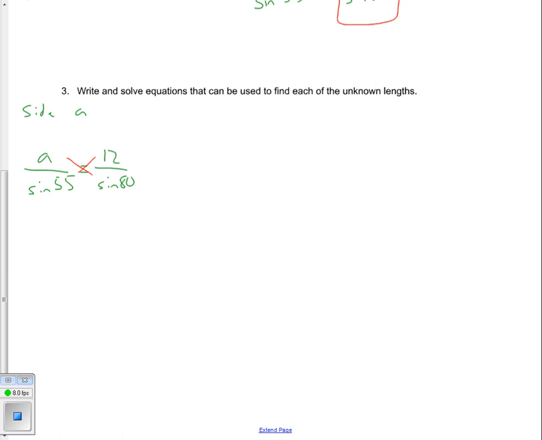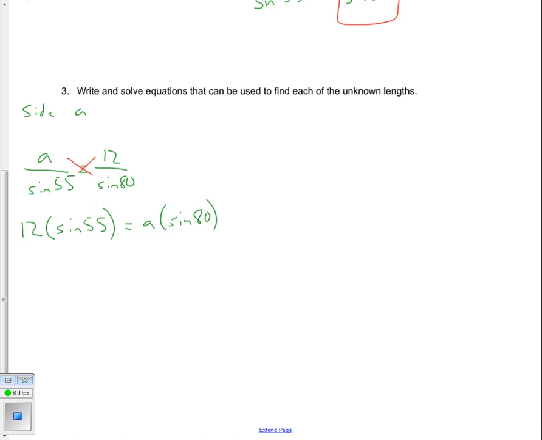Okay. Now again, sine 55 and sine 80 just represent decimal numbers. So don't get scared off by the fact that it doesn't look like a number. It actually represents a decimal number, and we talked about that back in the first unit. So we actually have 12 times sine 55 degrees is equal to A times sine 80 degrees.